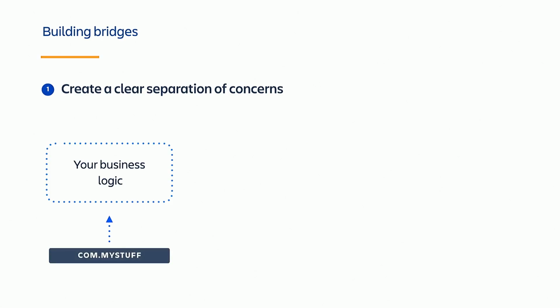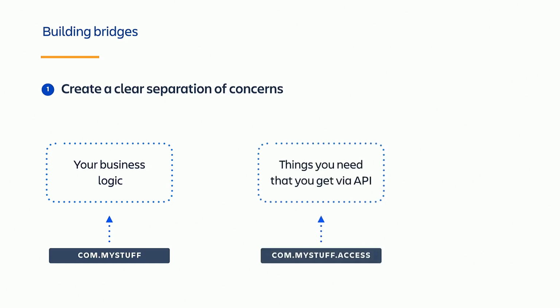Your business logic should not have any calls on Jira APIs or any other product, or depend on them. So essentially, this is just your business logic. It shouldn't know that it has anything to do with Jira or any of our products. Now, the next is you have another class structure that does encapsulate these API calls. So these are the things that you need to get via API.